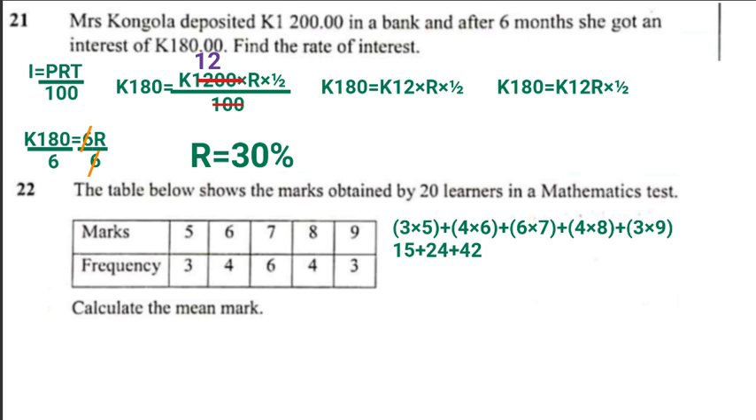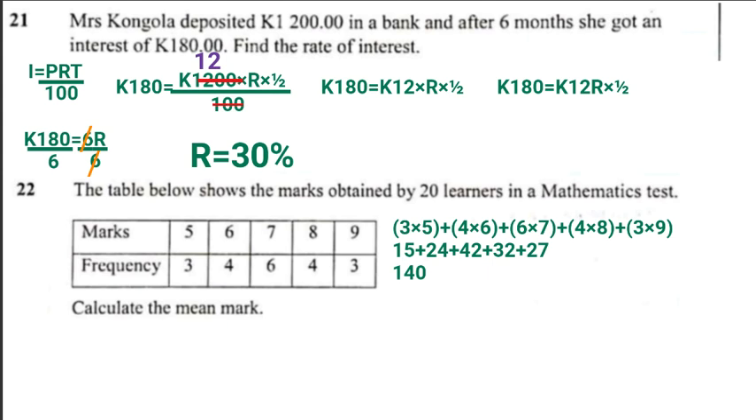42, which I have written already. Then 4 by 8 will give us 32, then 3 by 9 will give us 27. Then I'm going to add: 15 plus 24 is 39, 39 plus 42 is 81, 81 plus 32 is 113, 113 plus 27 is 140. So the total marks were 140.